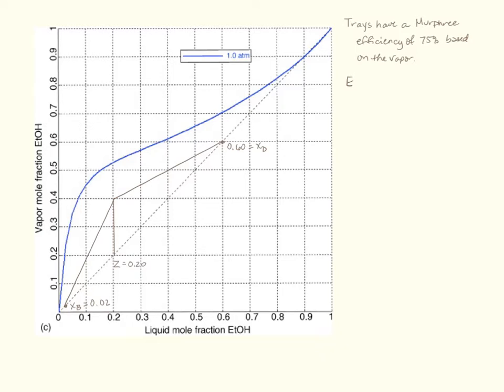Now, our definition for the Murphree efficiency based on the vapor phase is Yj minus Yj plus 1 over Yj star minus Yj plus 1. So Yj is what I actually have coming off of tray J. Yj plus 1 came off of the tray below. Yj star is what I would have coming off the tray if I were at equilibrium. In this case, I'm saying that this value is equal to 0.75.